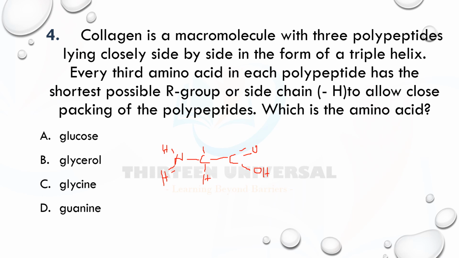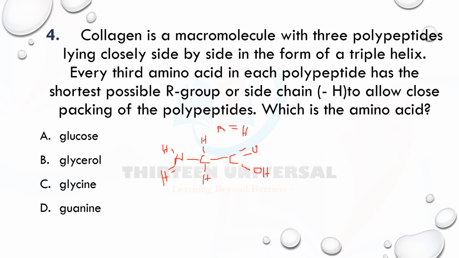Okay, the R group is what makes amino acids different from each other. Now the shortest amino acid R group is hydrogen, and the amino acid that has hydrogen as its R group, the smallest amino acid, is glycine.